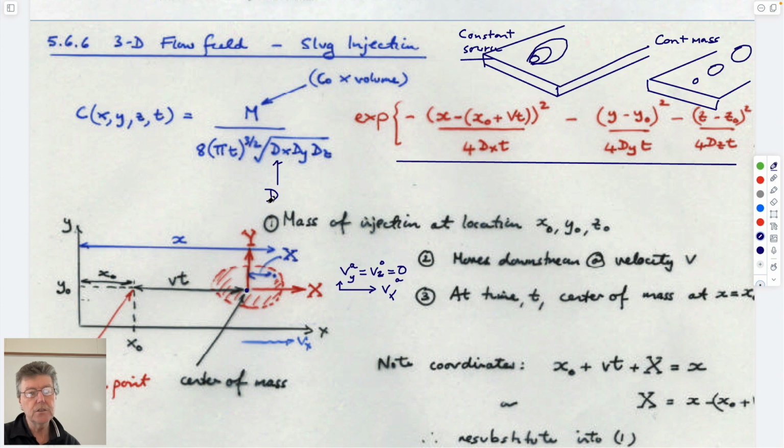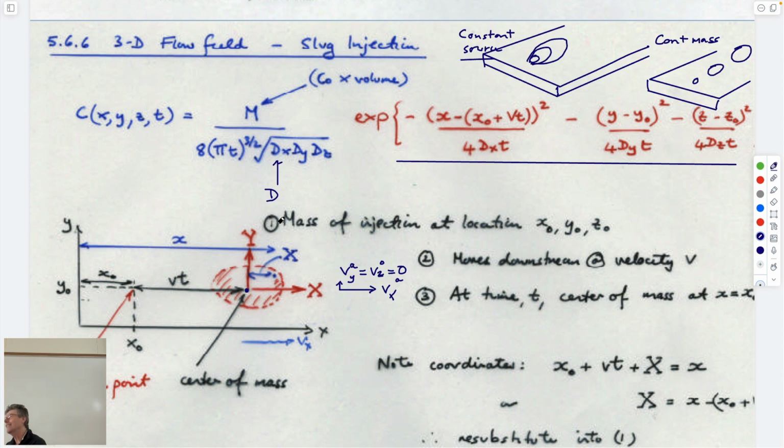Would it be longitudinal dispersion or transverse dispersion? You can't answer a question with a question.